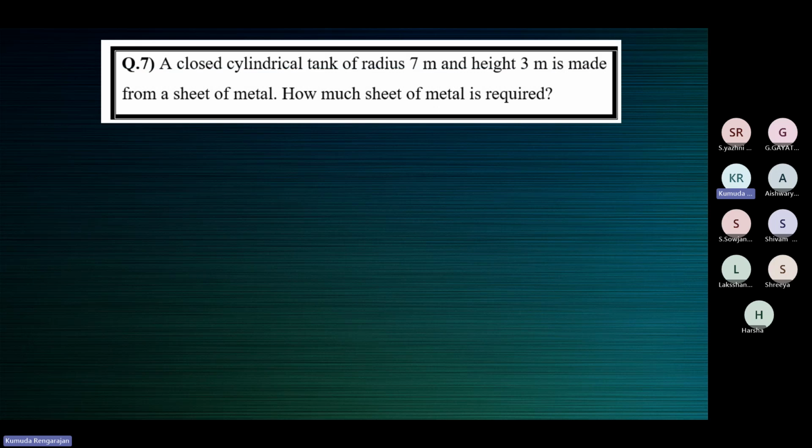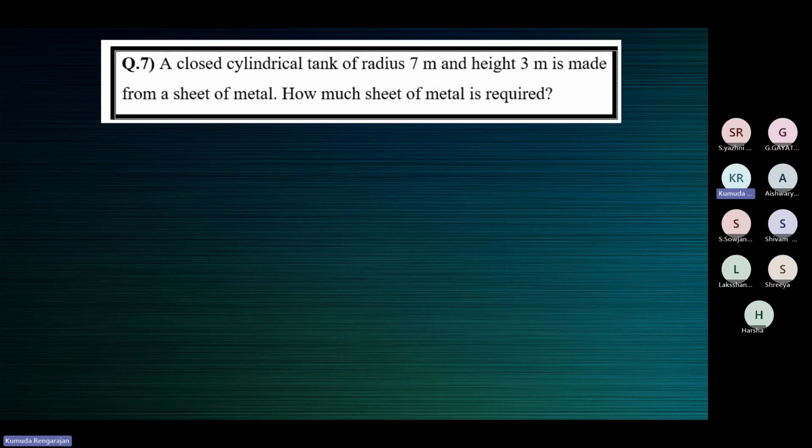A closed cylindrical tank of radius 7 meters and height 3 meters is made from a sheet of metal. How much sheet of metal is required? So it's a closed tank. It is cylindrical and it's closed. That means we'll have to find the total surface area. Because how much material is needed to make the body of the tank? Which is nothing but the total surface area of the tank.